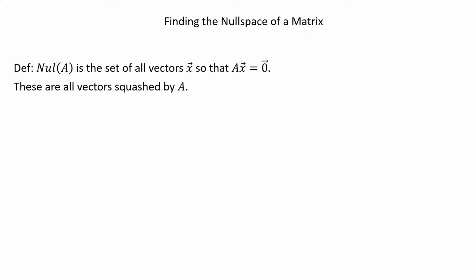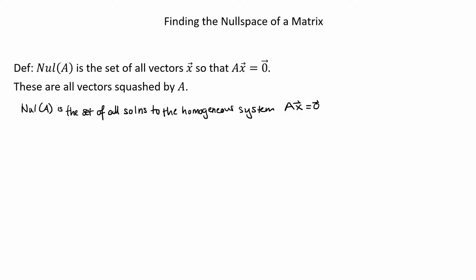In this video, we're going to talk about the null space of a matrix. This has a fancy name, but it's just the set of vectors x so that A times x is equal to the 0 vector. I like to think of this as all vectors that are squashed by multiplying by A. You can also see it as the set of all solutions to the homogeneous equation Ax equals the 0 vector. So we've worked with these before.